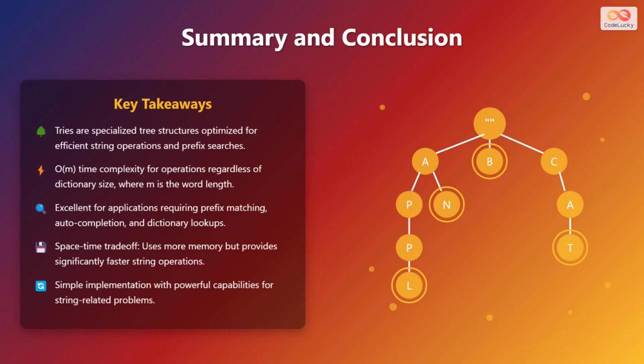In summary, tries are specialized tree structures optimized for efficient string operations and prefix searches. The time complexity for operations is of the order of m, regardless of dictionary size, where m is the word length. They are excellent for applications requiring prefix matching, auto-completion, and dictionary lookups. Tries involve a space-time trade-off, using more memory but providing significantly faster string operations. They offer simple implementation with powerful capabilities for string-related problems.